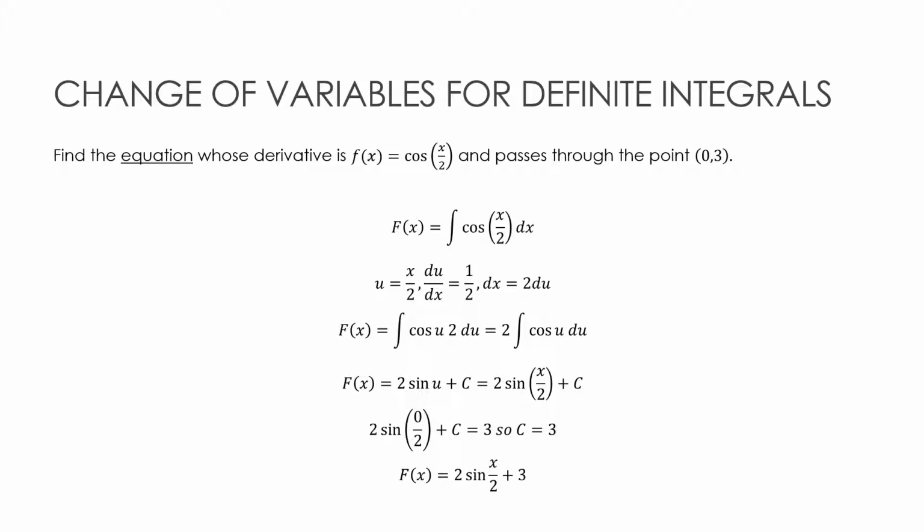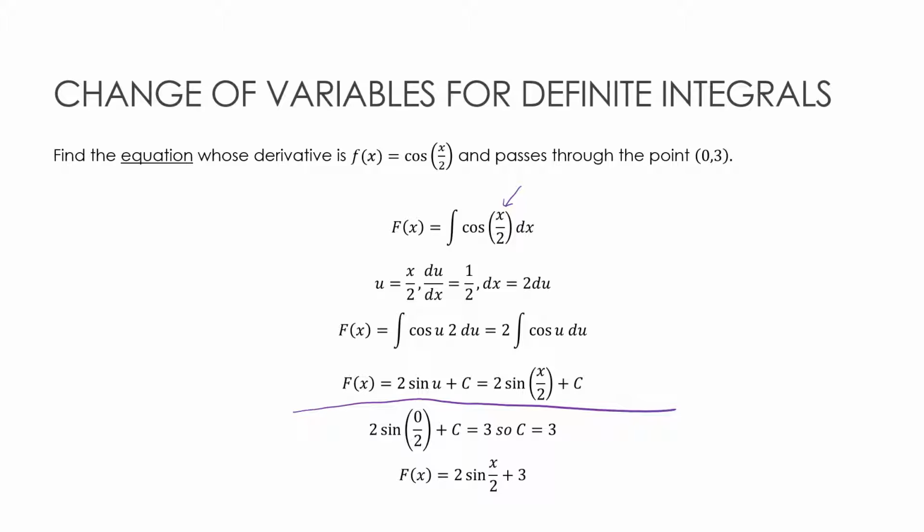So let's kick things up a notch and find the equation whose derivative is f of x equals cosine of x over 2 and passes through the point (0, 3). So how is this going to change it? Well, up to this point, we have just found the general solution. So we had the plus c. Really, the first whole part down to my purple line is going to be exactly the same as we would normally do. I would call u x over 2.